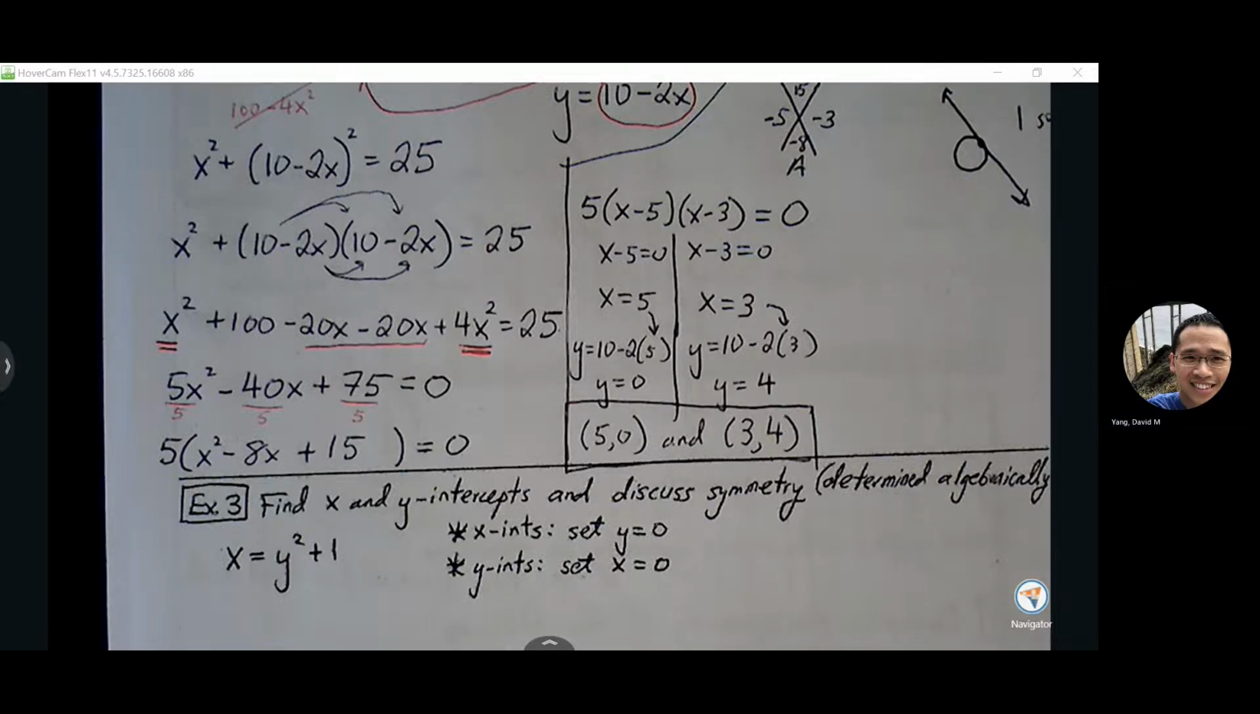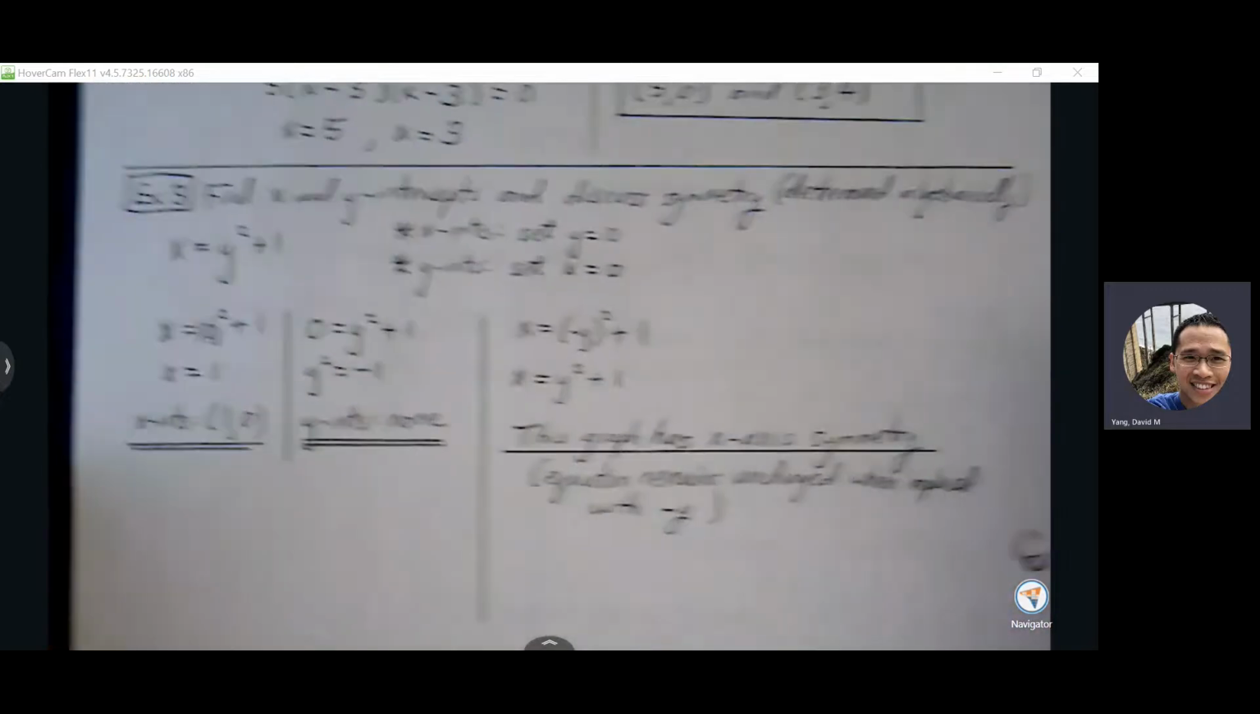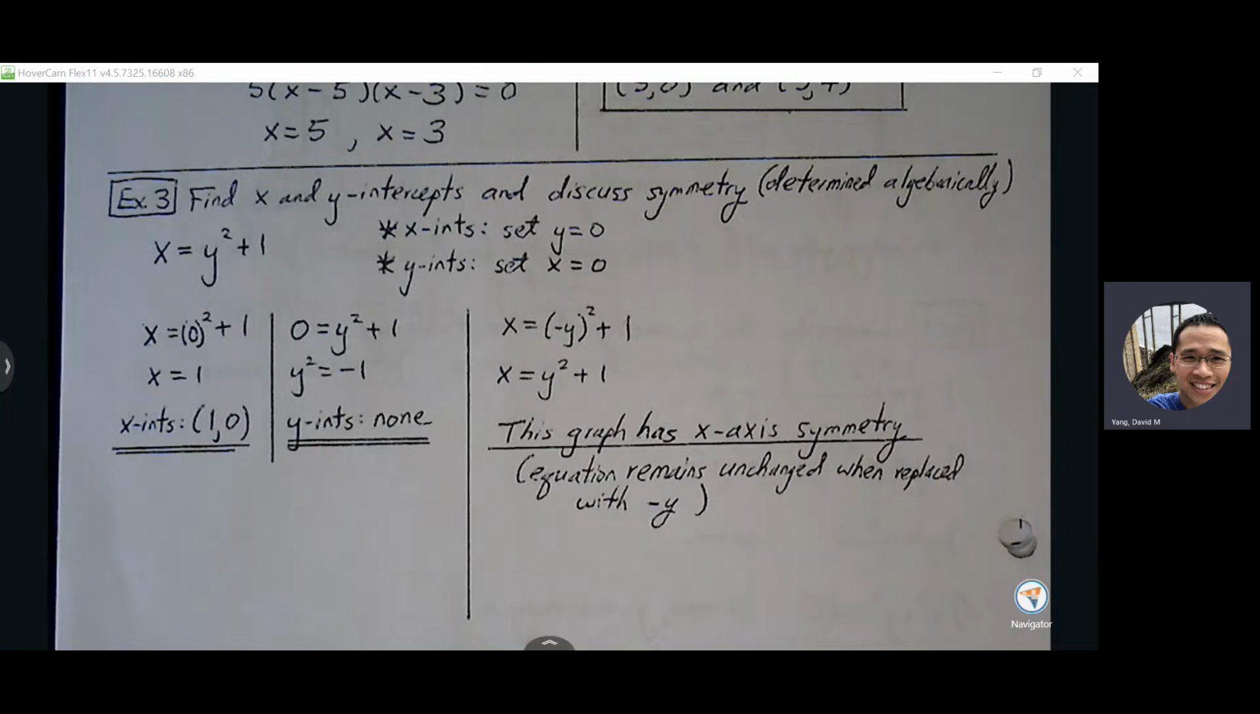Okay, so let me ask you guys this. Is there an x-intercept? Yes. Is there a y-intercept? No. I'll go through the work in a second, why there is not a y-intercept. And then is there symmetry? Which symmetry do we have? X-axis. Okay, so let me go through each of those points, make sure you don't have any questions.